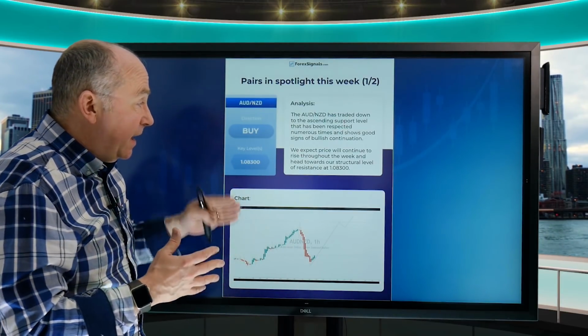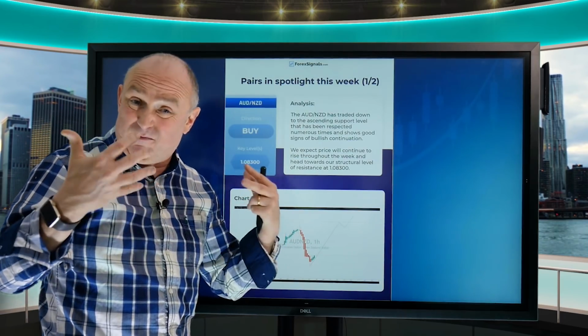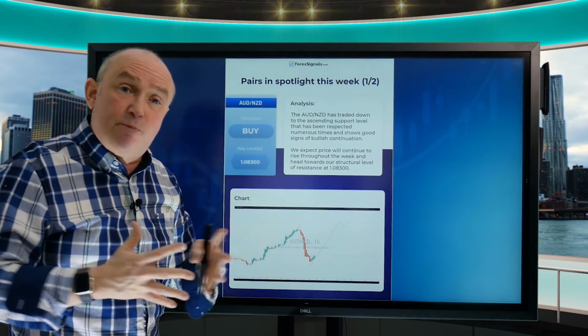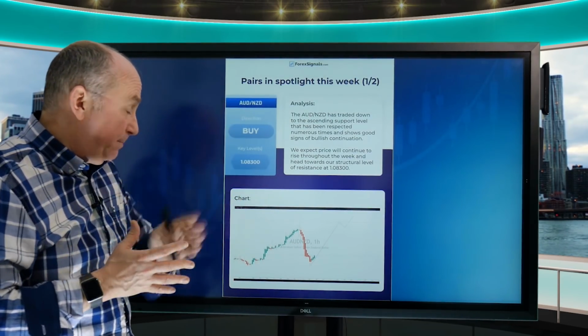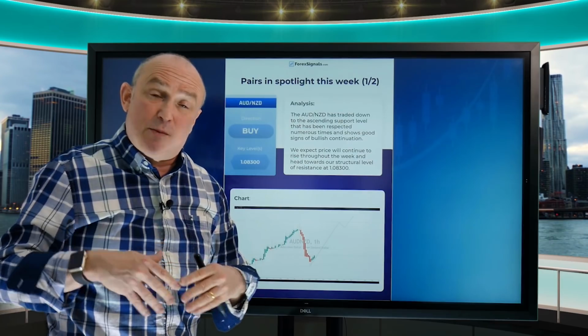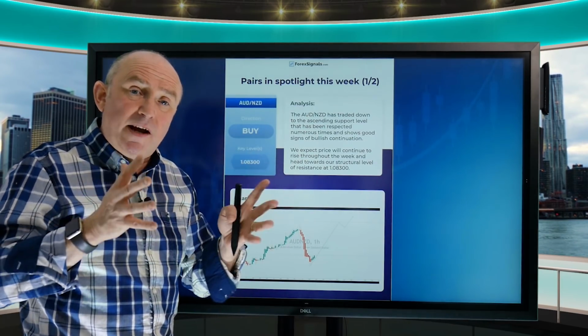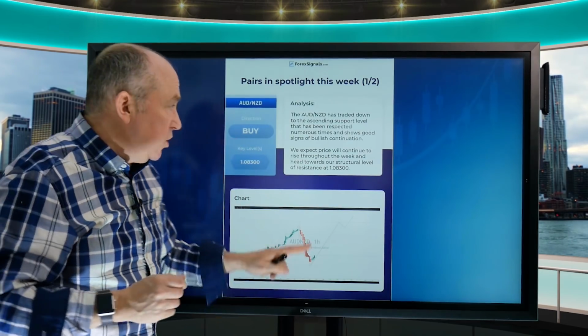We're expecting, if we see a break and close above where we are around now, 107.70, to see a good push higher in that trend, basically coming up to where we were last week around the 108.30 level, and then possibly beyond that as well. So we're buying the Australian dollar and we're selling the New Zealand dollar.